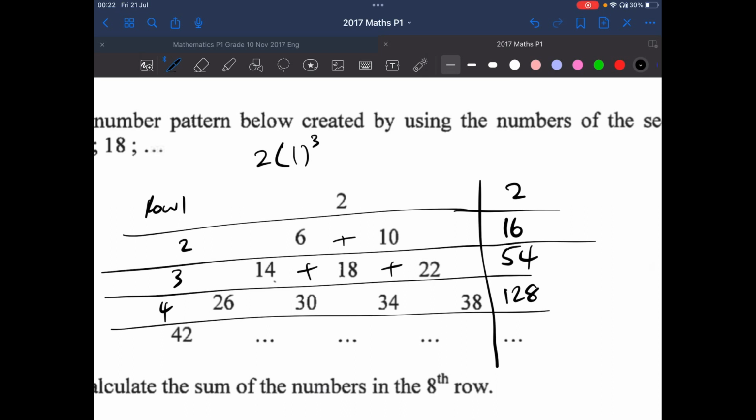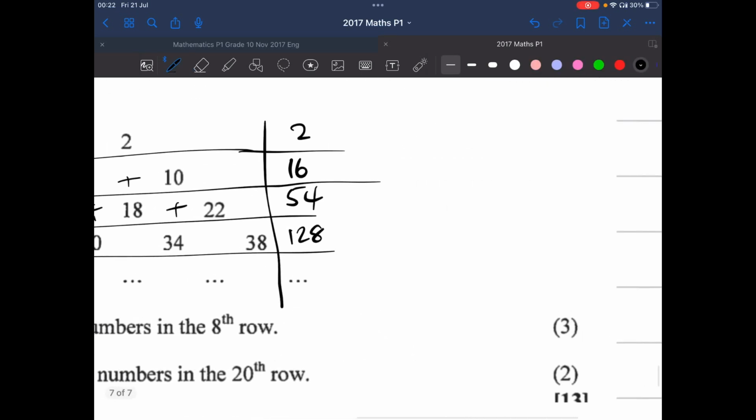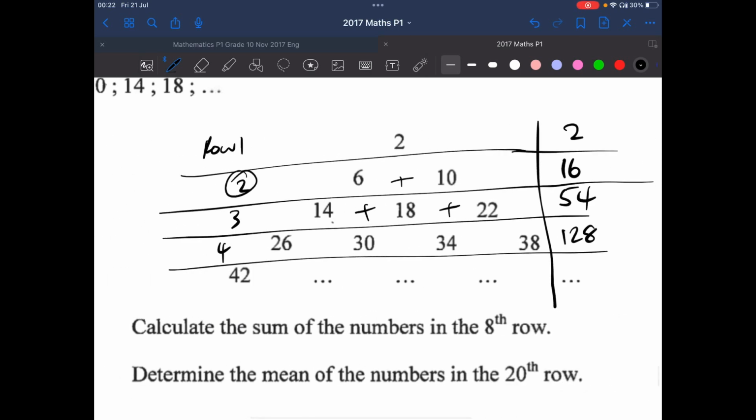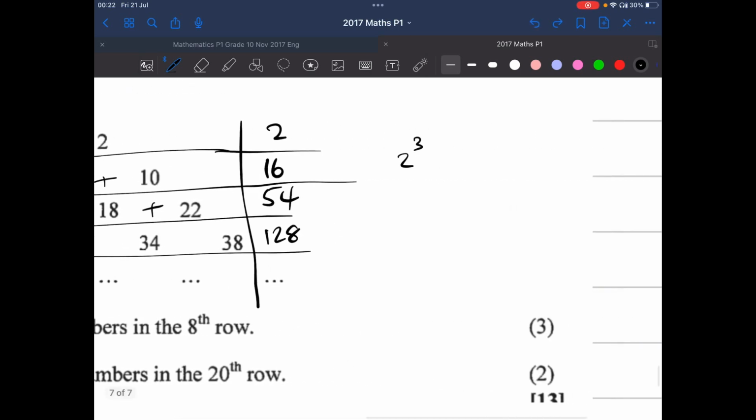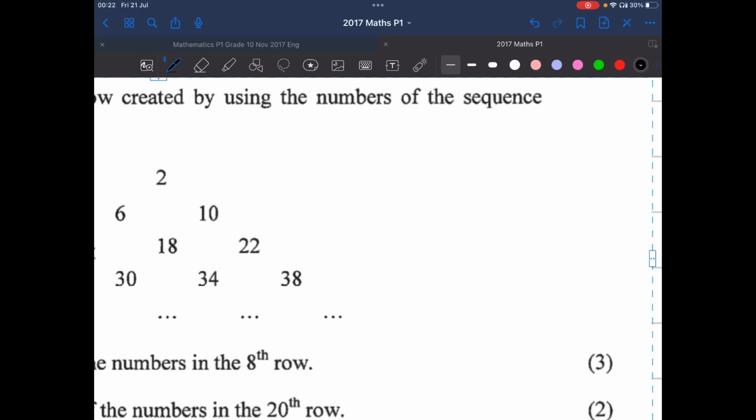So if I take 2 times 1, if I take 1 cubed, it's 1, and then 2 times 1 is just 2. If I look at the next one in the line, I have 16. So 2 cubed, because 2 is n, it's the second row, 2 cubed is 8. And if I times that by 2, I get 16 as well. So here I had 2 times 1 cubed.